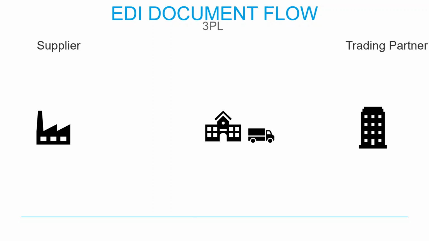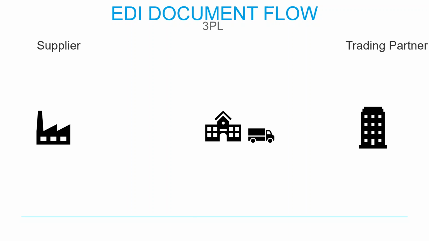The warehouse for a 3PL, the warehouse is the middleman. The warehouse in the middle makes the document flow more complex. But remember, with integrated EDI, much of the process can be automated, which makes it so much easier, and all you have to understand is the flow.